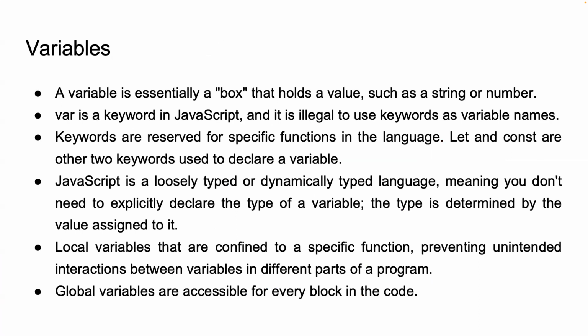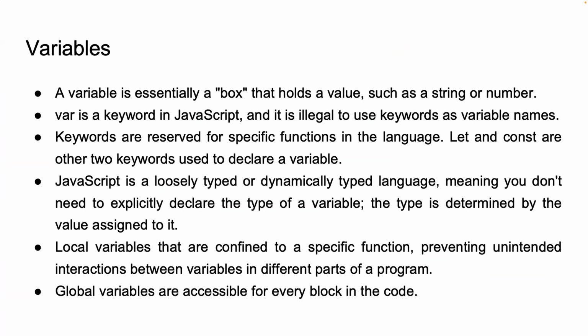So there are variables. A variable is essentially a box that holds a value, such as a string or a number. Variables are basically, behind the scenes, storing one memory cell where you can keep your data. var is a keyword in JavaScript, and it is illegal to use keywords as variable names.